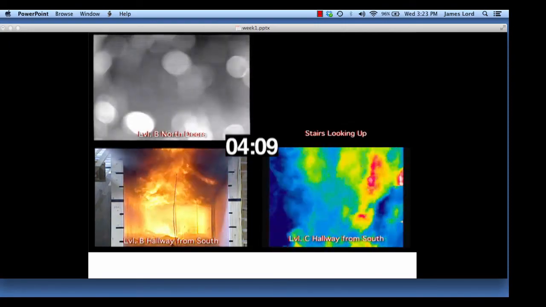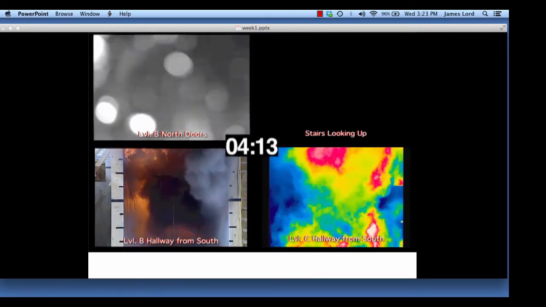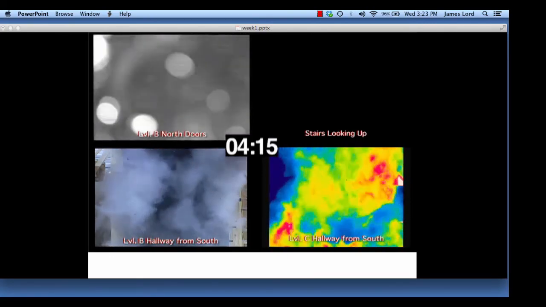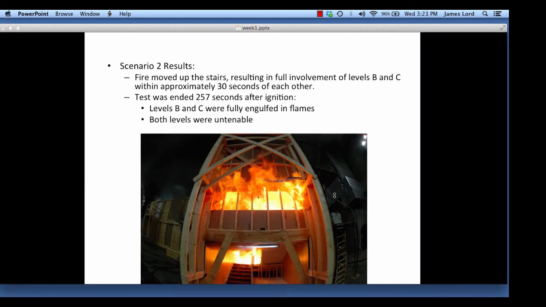So that makes us feel pretty good about the scenario where the fire started on level B in that north wing. And this image here is actually quite similar to what one of the responding firefighters reported as seeing when he arrived on scene.